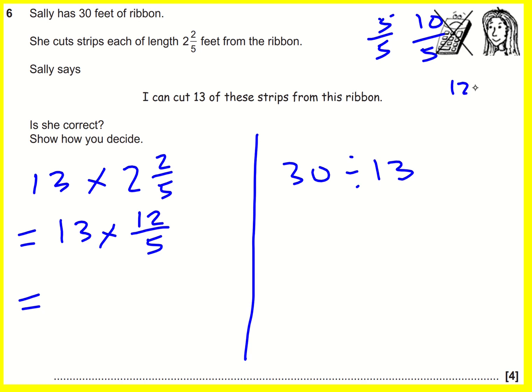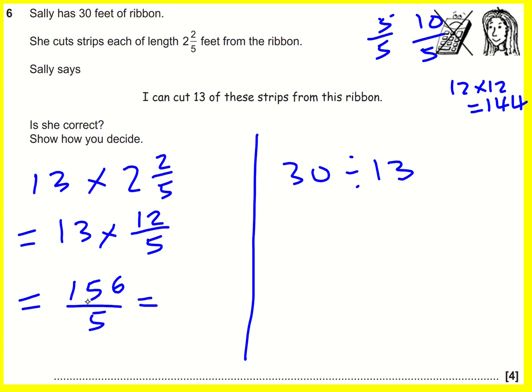Well, 12 times 12 is 144. So 13 times 12 is just 12 more than that. It's going to be 156. You could do a more complicated multiplication if you want. I'm still dividing by 5.